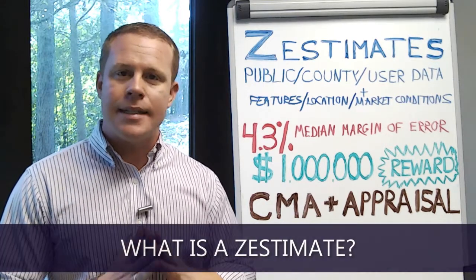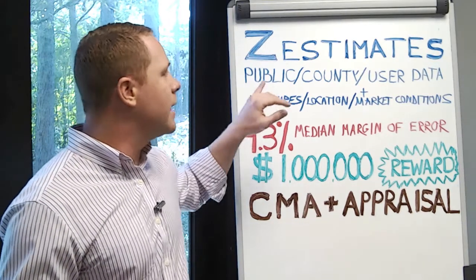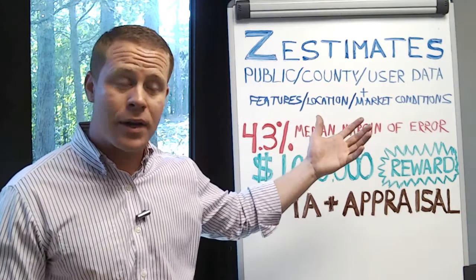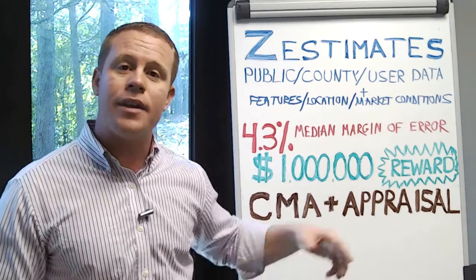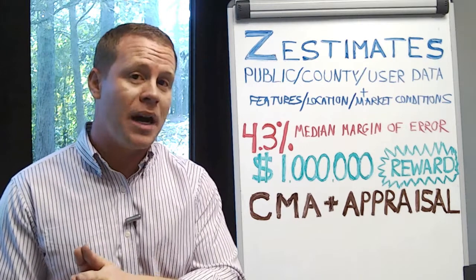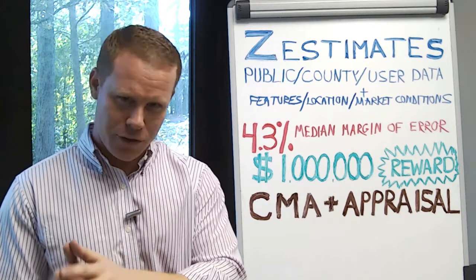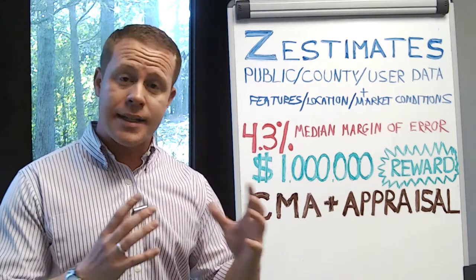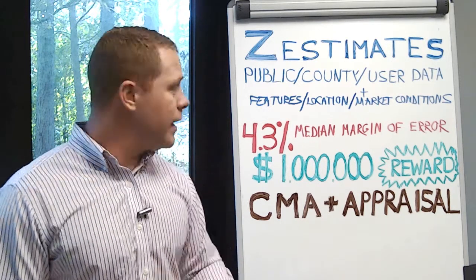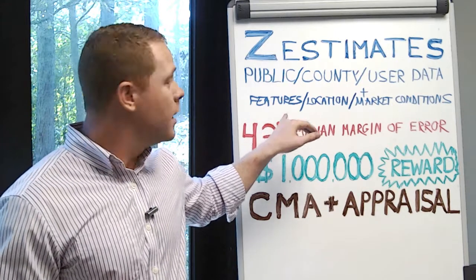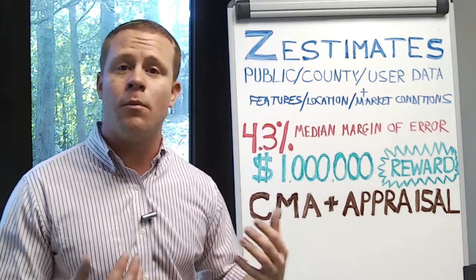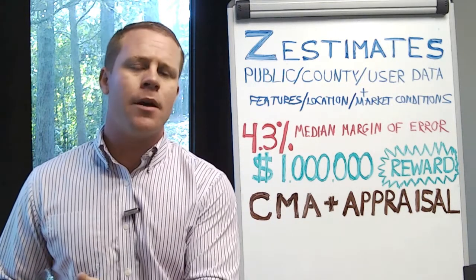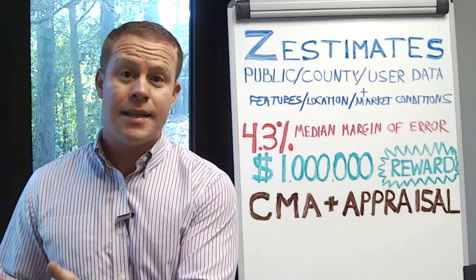A Zestimate takes into account public data, county data, tax data, sales records, and then they combine that with any data that's been input by users. A user would be yourself as the owner, previous owners, or real estate agents. They take that information and then they incorporate the features of your home, the location of your home, and then of course general market conditions, and they'll spit out a number that then becomes your Zestimate.